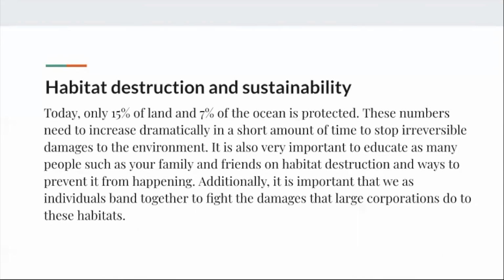Habitat destruction and sustainability. Today, only 15% of land and 7% of the ocean is protected. These numbers need to increase dramatically in a short amount of time, or by 2030, to stop irreversible damages to the environment, or damages that we cannot replace or undo. It is also very important to educate as many people, such as your family and friends, on habitat destruction as possible and ways to prevent it from happening. Additionally, it is important that we as individuals band together to fight the damages that large corporations do to these habitats.